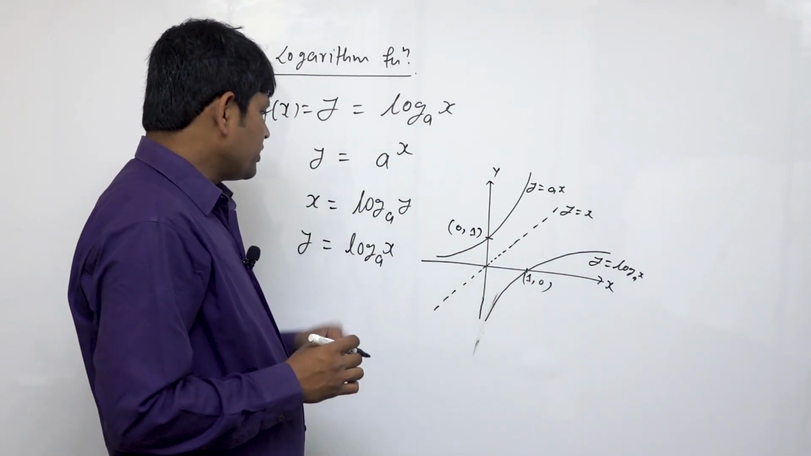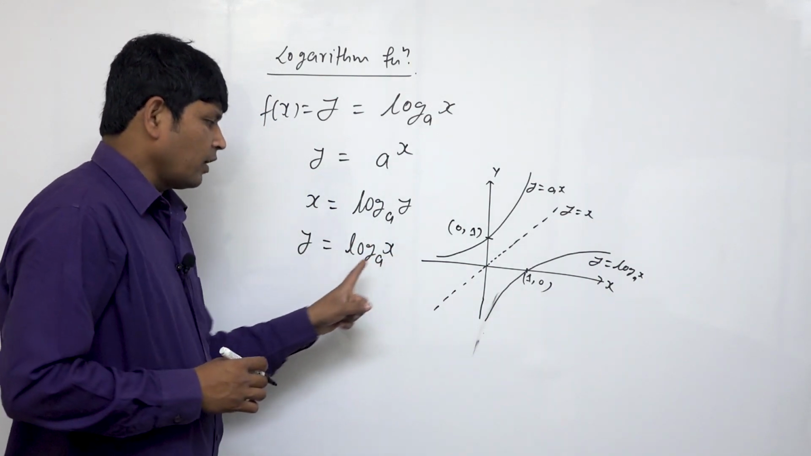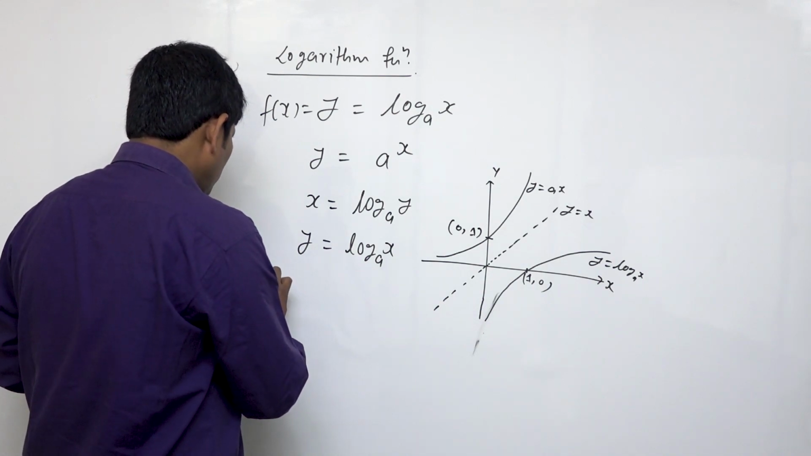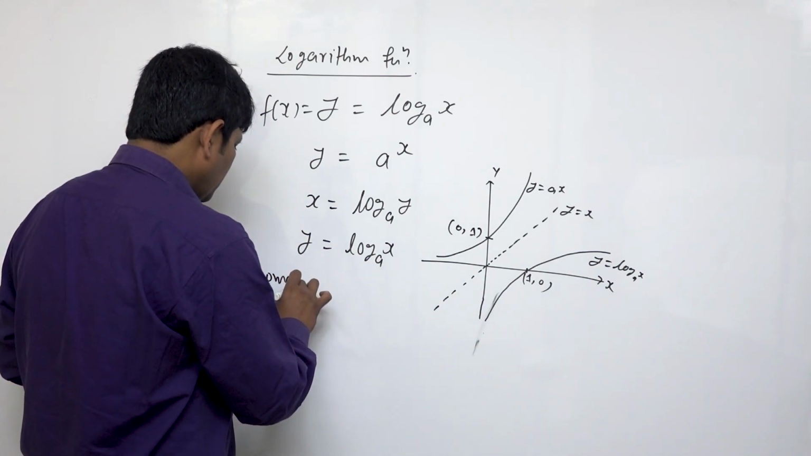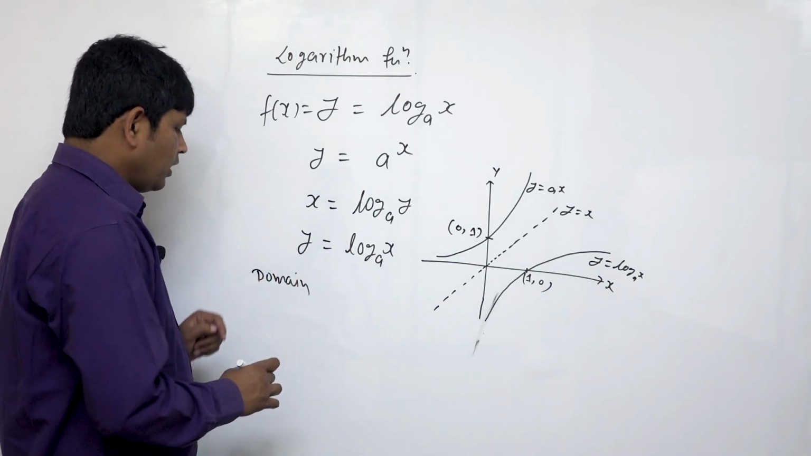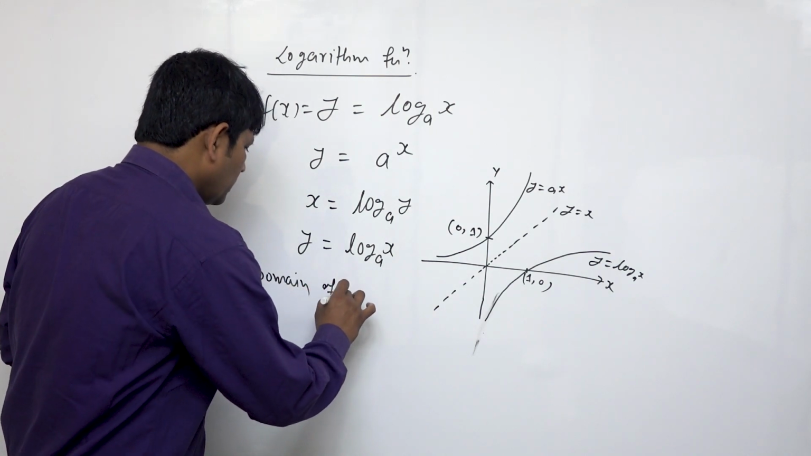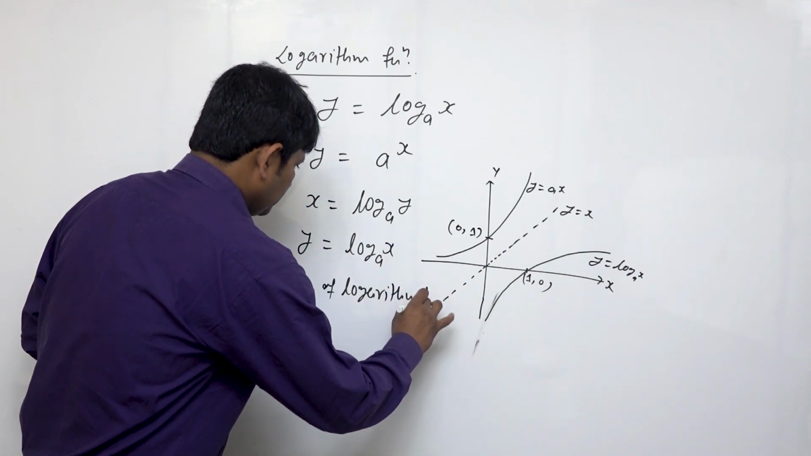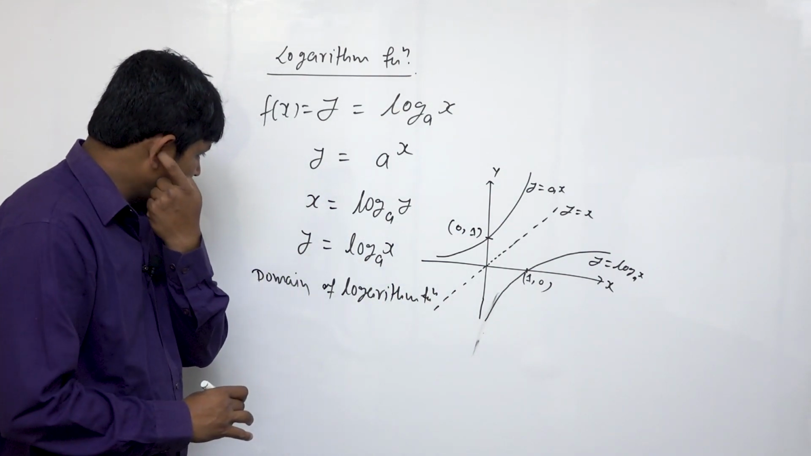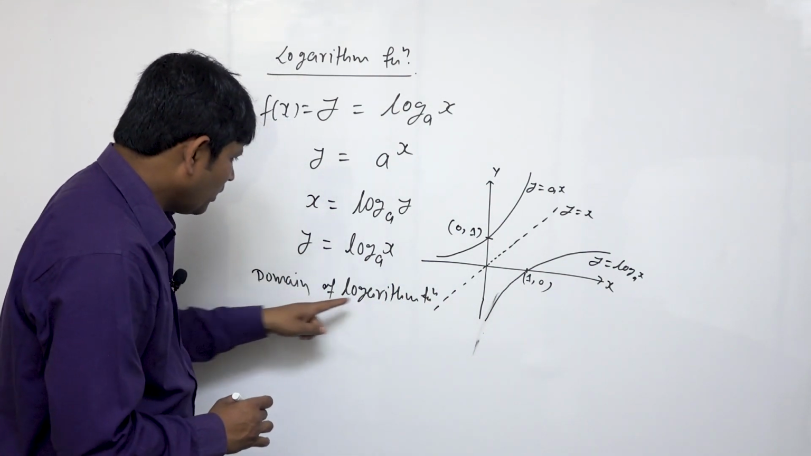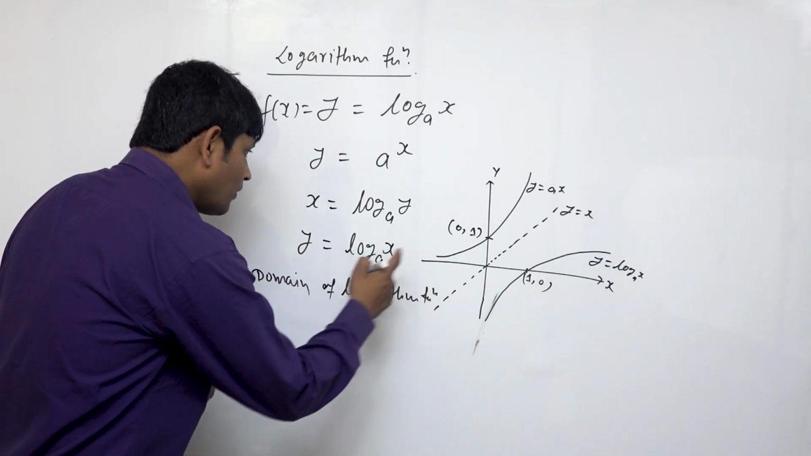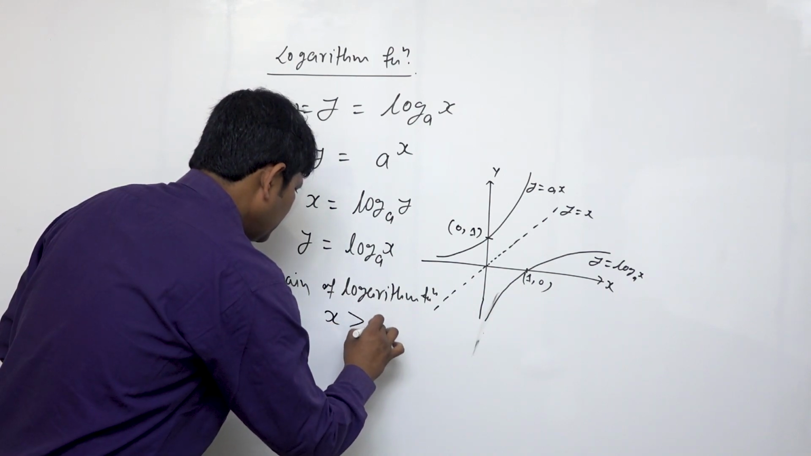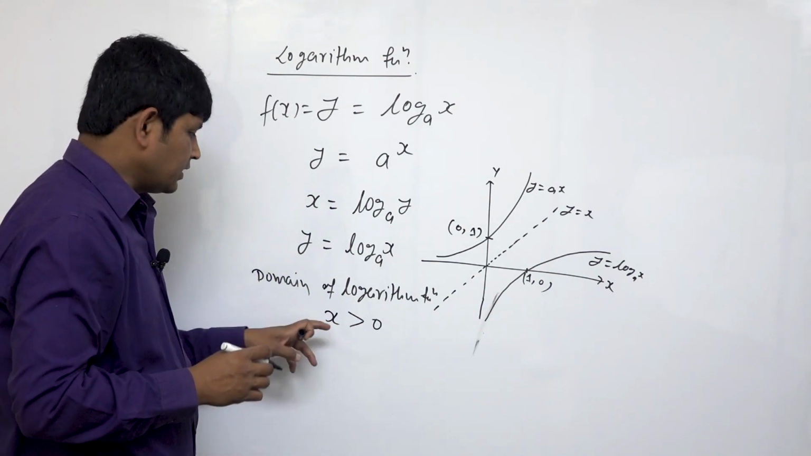So in a logarithm function, what is the domain of the logarithm function? The domain of the logarithm function is always x is greater than 0.